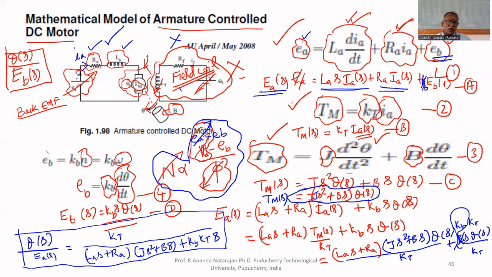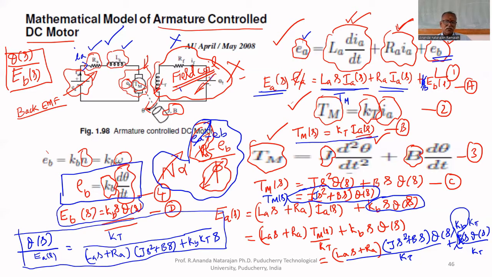But Eb of s equal to what? We know that Eb equal to Kb d theta by dt. If we take the Laplace transform, Eb of s equal to Kb s theta of s. That is substituted here for Eb of s. We know that Tm equal to Kt Ia, because the mechanical torque developed in the armature is proportional to the armature current. If we take the Laplace transform, Tm of s equal to Kt Ia of s.